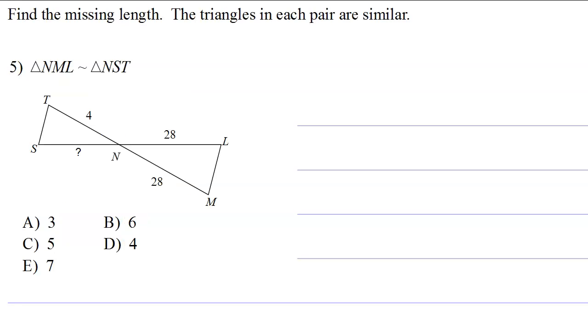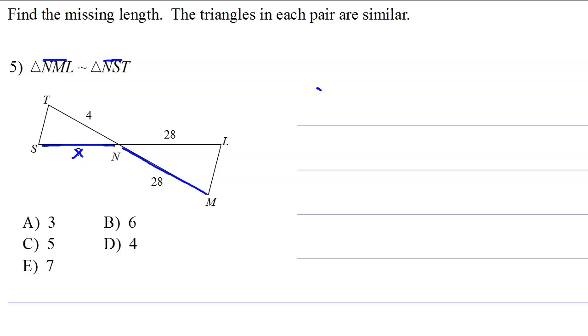Moving along, number 5. I got to be careful here who goes with who, and I'm going to use the letters up above. This is called a similarity statement. All right, I'm going to use that similarity statement. So I know that NM goes with NS. So NM is this piece, NS is that piece. So those two go together.